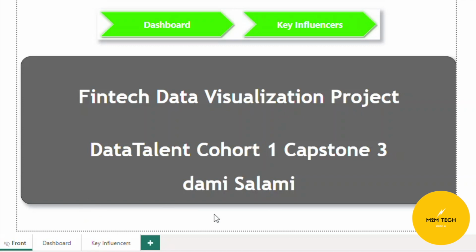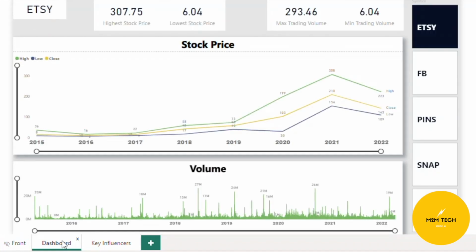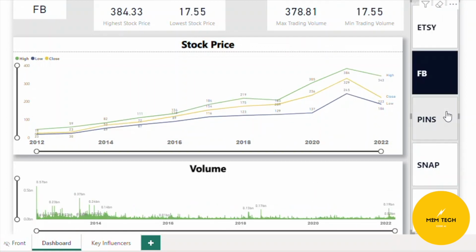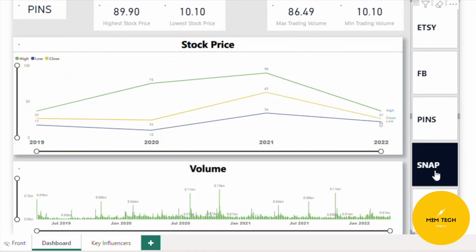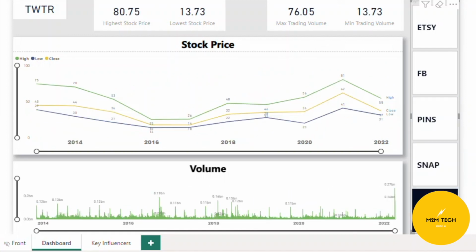It was a FinTech data viz project, and first of all I created a dashboard. The data set is stock prices for Etsy, Facebook, Pinterest, Snap, and Twitter. And we're seeing the growth in stock prices, the volume traded. So what I did was combine all of them in one dashboard so that it would enable toggling between the different companies to see details about them.